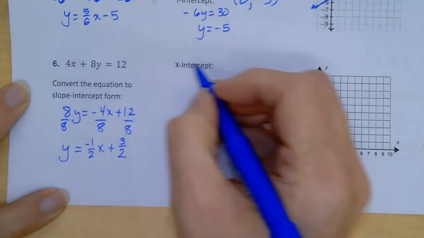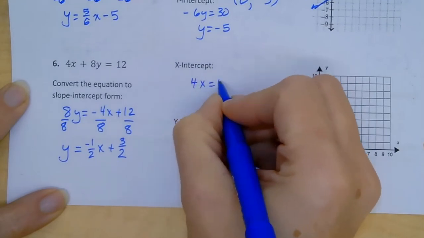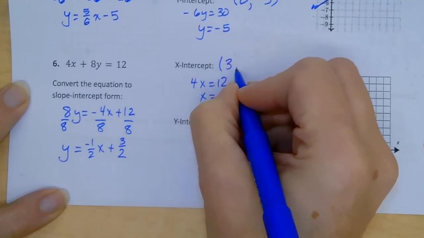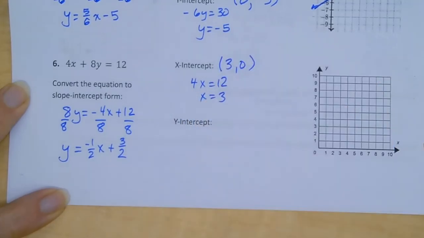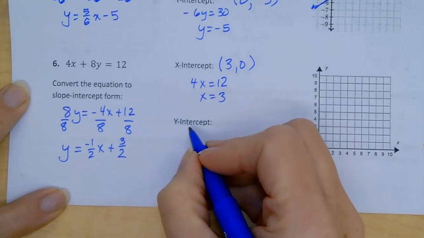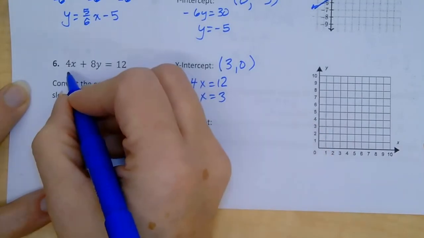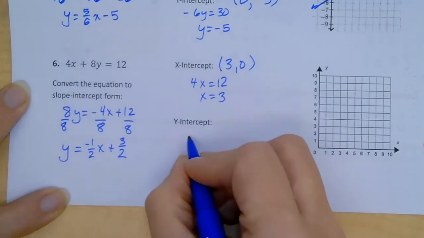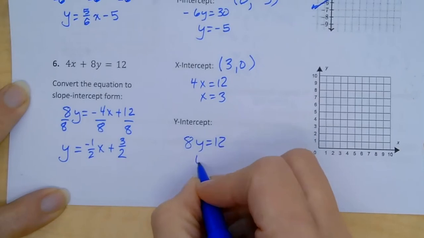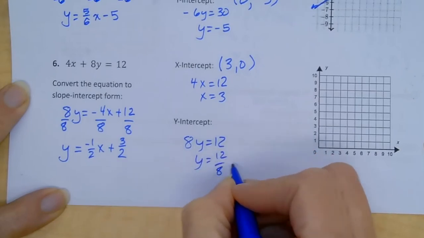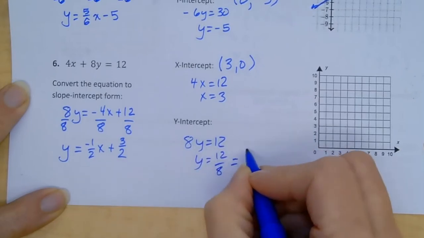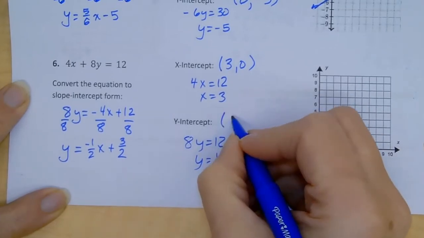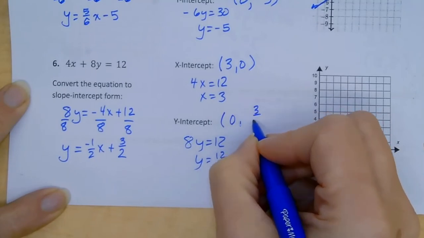Okay, and if I want my x-intercept, I know the y has to be 0. So if y is 0, I have 4x equals 12 or x equals 3. So my x-intercept is going to be 3, 0 as an ordered pair. For my y-intercept, the x has to be 0. So I come back up and I look, and I have 8y equals 12. If x is 0, I'm going to be left with 8y equals 12, and y equals 12/8, which equals 3/2. Okay, so my ordered pair would be 0 and 3/2.